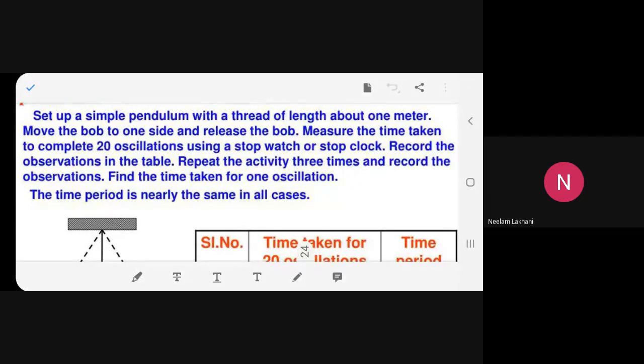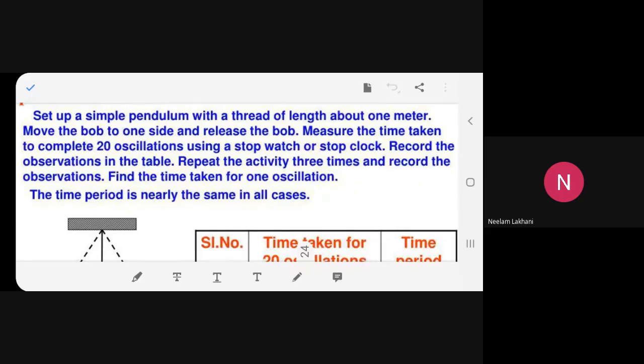Set up a simple pendulum with a thread of length about 1 meter. Move the bob to one side. I just pointed out that you have to use the punctuations properly. There is a full stop and you are not even stopping. Be careful, beta. I'm very, very particular about it. When there's a full stop, you have to stop. Read it again.